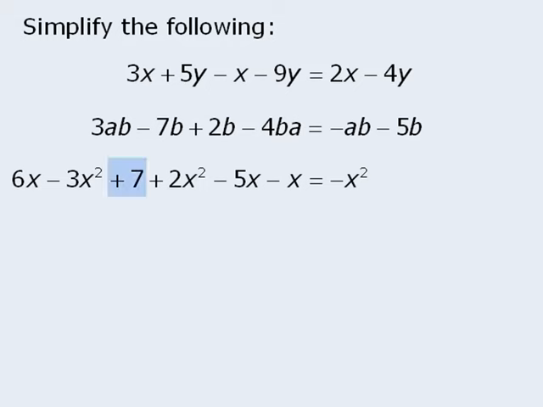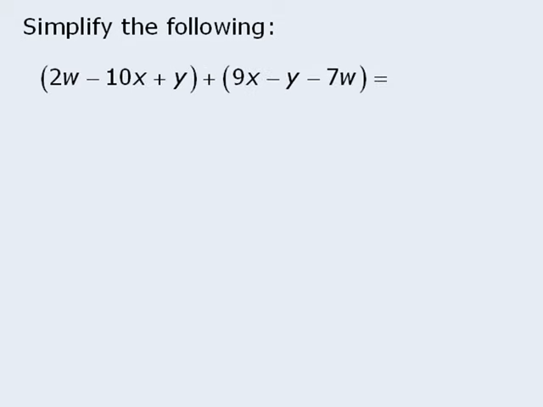Finally, we have this constant, plus 7, and since there are no other constants to combine this with, we will leave it as plus 7. So the somewhat lengthy expression on the left-hand side simplifies to be negative x squared plus 7. Okay, now let's simplify a different kind of expression.